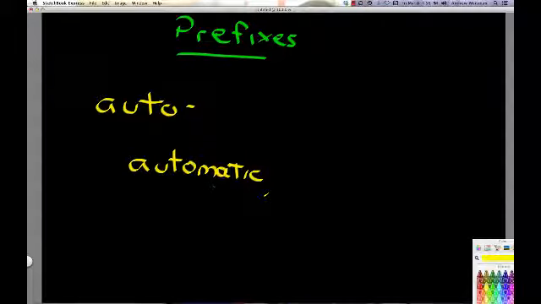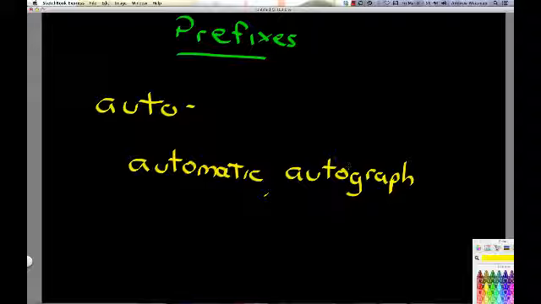Or an automatic dishwasher. You put the dishes in the dishwasher and turn it on, and it automatically cleans the dishes. Another word that has auto in it is an autograph. So you think about famous people who you know, who you get an autograph from, they're writing their name themselves, okay?